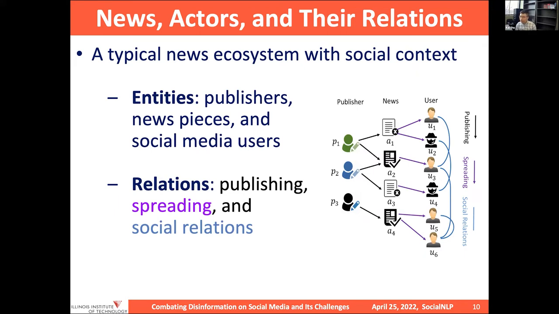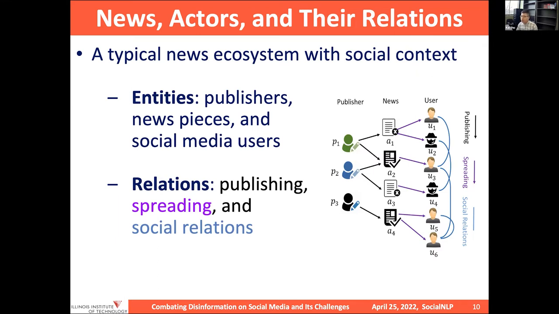The first relation we call publishing relations, indicating the relations between the publishers and news. As you can see, for example, here we have publisher P1 publishing news A1 and A2, and A1 is a piece of fake news and A2 is a piece of true news, right?